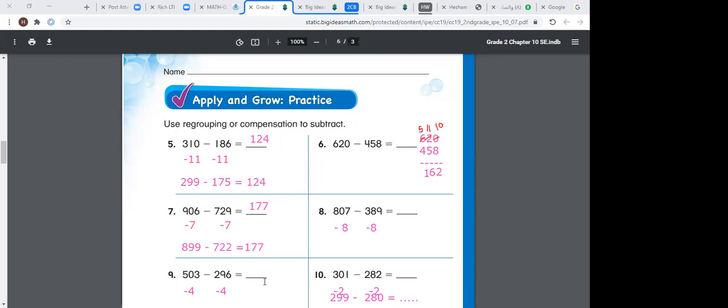Now, my lovely boys, you can complete all of these questions by yourself. So I leave this page to answer it by yourself.